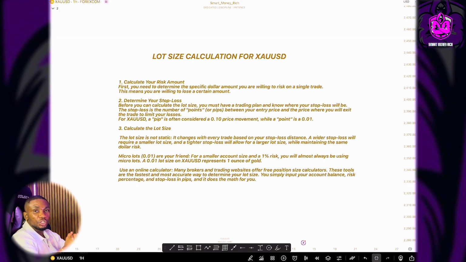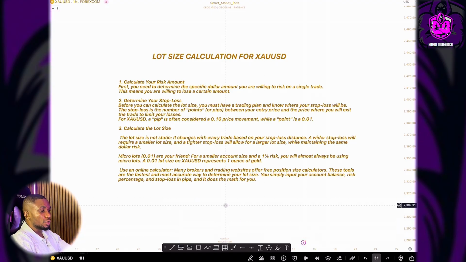So if you're trading a small account, always make sure you go with the micro lots. Don't risk too much, and always be risking 1% of your account size. I know a lot of you want to make good money, you want to over risk, but always make sure you use the proper lot size so you don't blow your account, right?